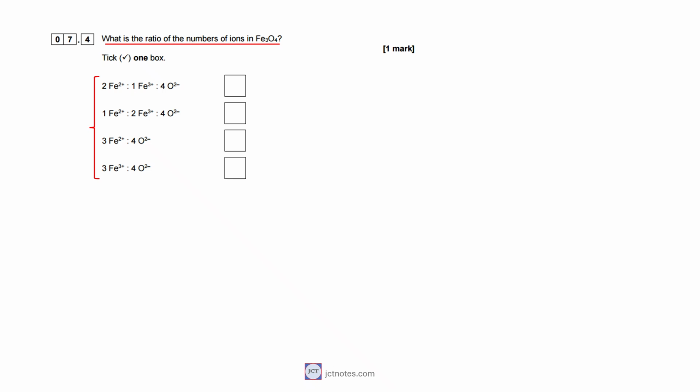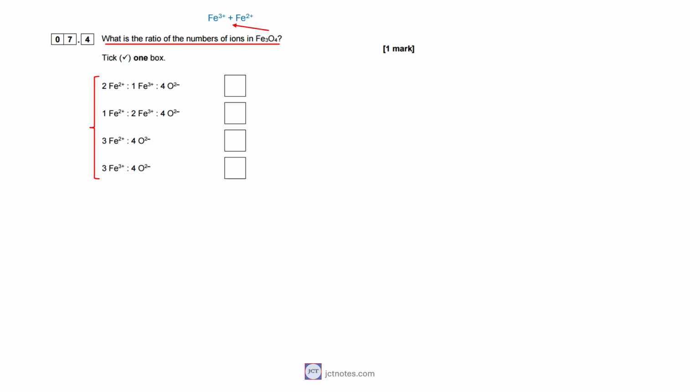The compound is Fe3O4, which is commonly called magnetite. At first glance, the formula looks a bit unusual because iron normally forms either Fe2+ ions or Fe3+ ions. It can't have a charge somewhere in between. The secret is that Fe3O4 is a mixed oxide. It contains both Fe2+ ions and Fe3+ ions in the same crystal structure.